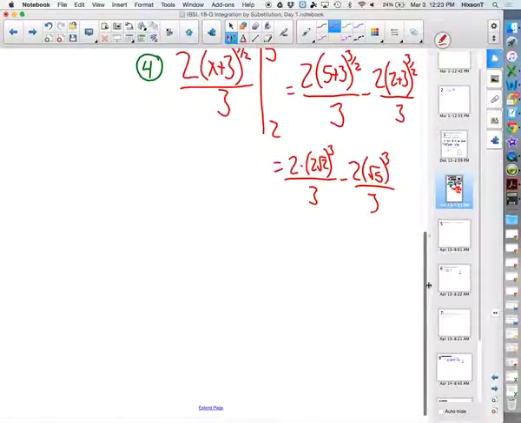So let's see, this is going to give us 2 times 8 times the square root of 8. So that's going to be 2 times 8 times 2 root 2. So that's 32 root 2 over 3 minus, that's going to be a 5 root 5. So now we have minus 10 root 5 over 3. And you can just leave your answer in terms of the radical here. Or if you really want to punch it into the calculator and get one decimal answer, you can.